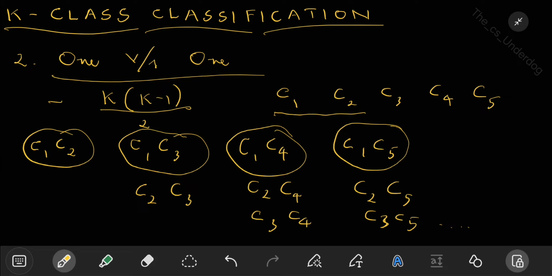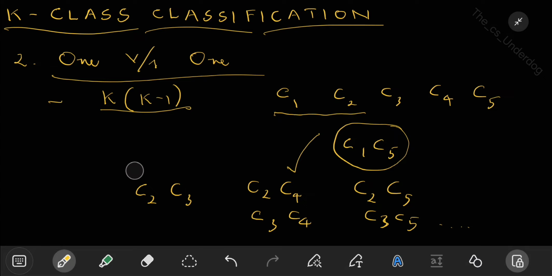Each of your classifiers will vote for one among the two classes. So this will vote for C1 or C2, any of those. This will vote for C1 or C3. This will vote for C1 or C4. So among the classes it is trained for, that classifier will vote for one among the two classes. At the end, you will count all the votes, and finally whichever class gets the maximum number of votes will be chosen as the class among K classes. This is the idea. So in this case, how many classifiers do you need?